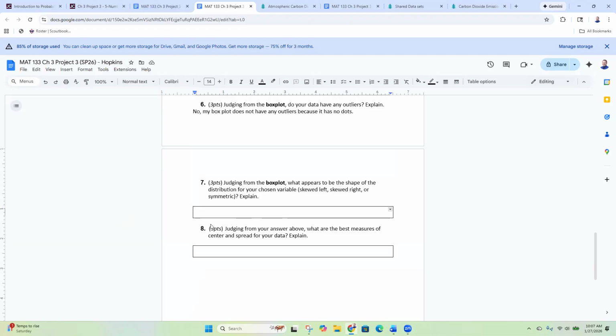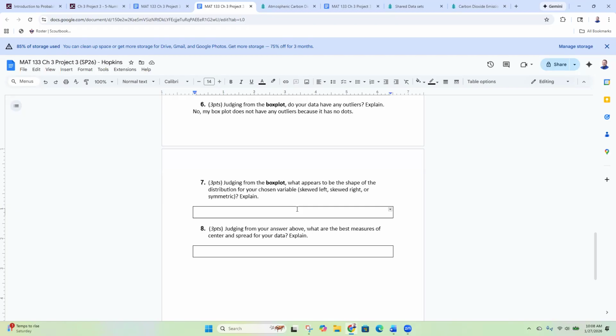All right, so question 7. Judging from the box plot, what appears to be the shape of the distribution for your chosen variable? Skew left, skew right, or symmetric? Now, we've talked about skewed left and skewed right before. We talked about it when we had histograms, and it was very easy to see because you could just look at the shape, left or right.